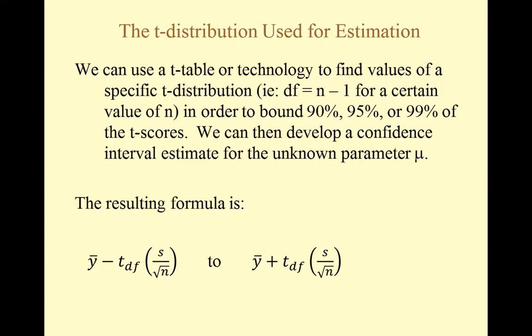The resulting formula is that we start with the sample mean y bar, subtract the critical point t, which is based on the confidence level and the degrees of freedom, multiplied by the standard error, which is the sample standard deviation s divided by the square root of n. So y bar minus t times s over square root of n is the lower limit, and y bar plus the t-score times s divided by the square root of n is the upper limit for the confidence interval.